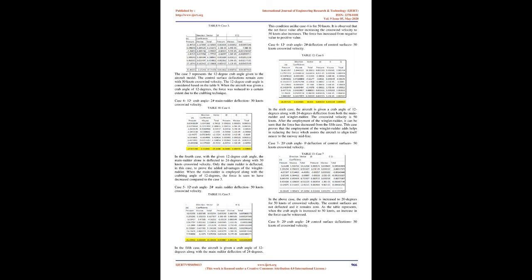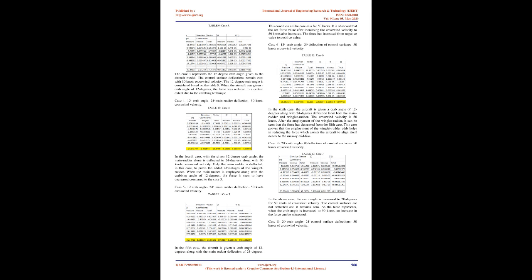Case 7. 20 crab angle, 0 deflection of control surfaces, 50 knots crosswind velocity. Table 13, Case 7. In the above case, the crab angle is increased to 20 degrees for 50 knots of crosswind velocity. The control surfaces are not deflected and it remains 0. As the table represents, when the crab angle is increased, with 50 knots, an increase in the force can be witnessed.